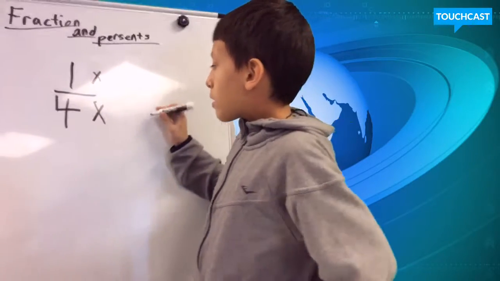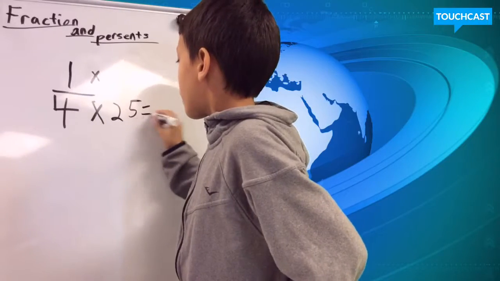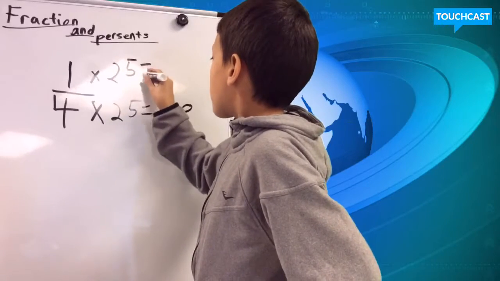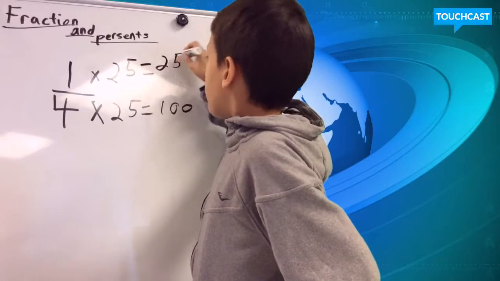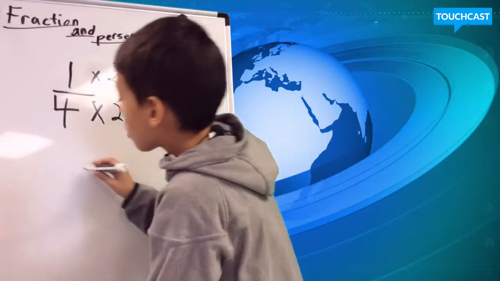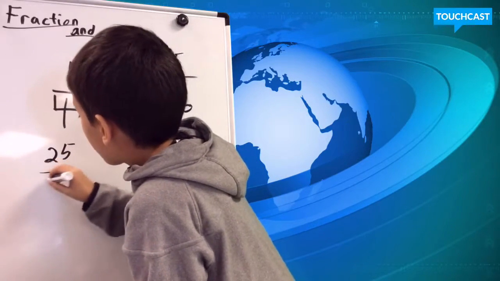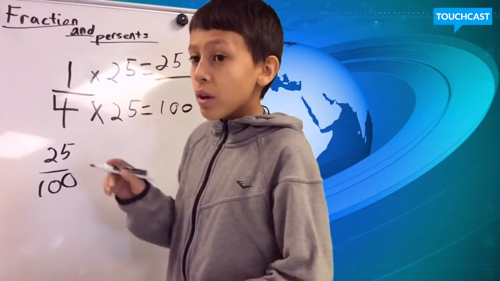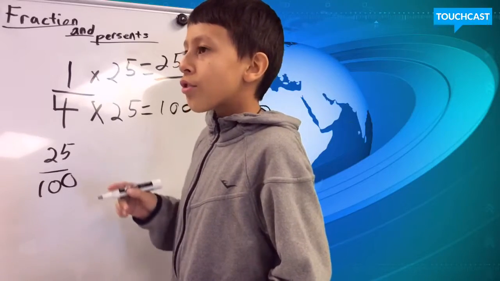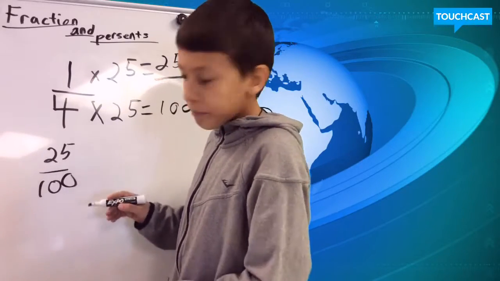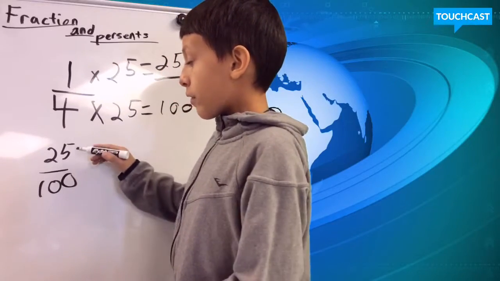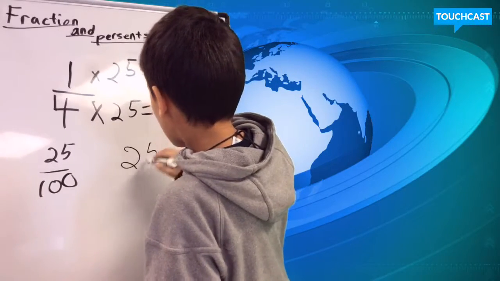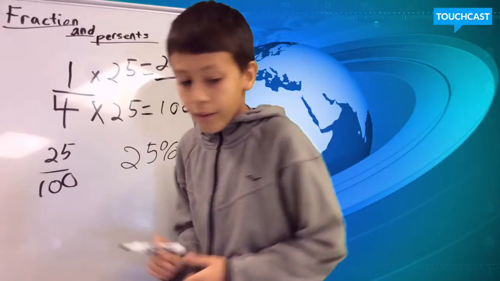So 4 times 25 equals 100. 1 times 25 equals 25. So 25 will be down here with 100. Since numbers are out of 100, let's say 25 is over 100, right? Since 25 is out of 100, and that's what percents basically are, our answer will be 25%.